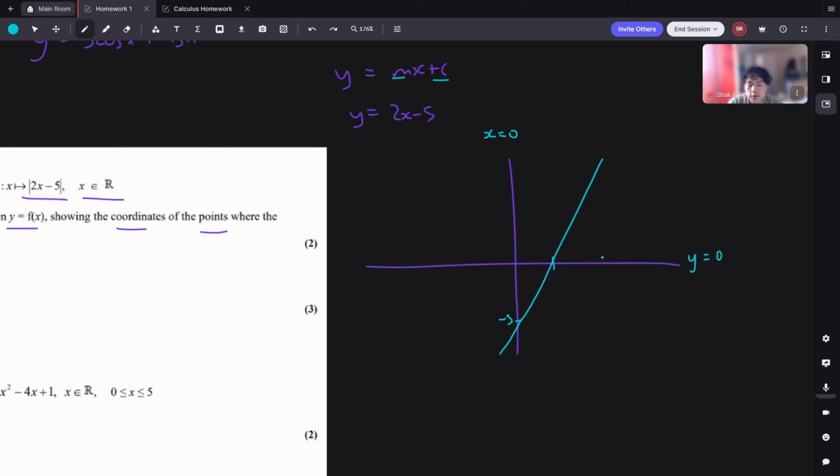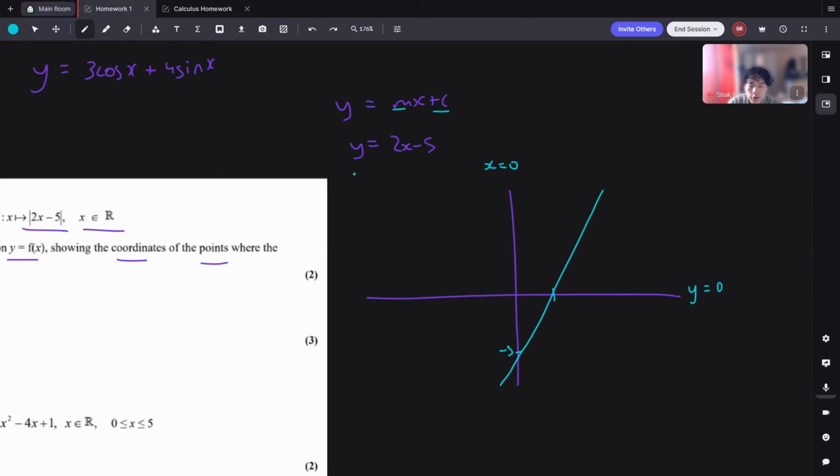The x-intercept is when y equals 0. So put that into the equation. So 0 equals 2x minus 5. So x equals 5 over 2. So this point is 5 over 2.